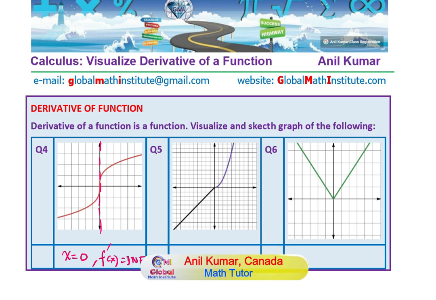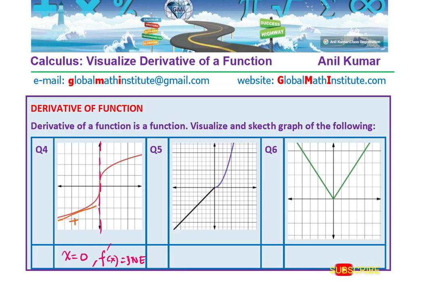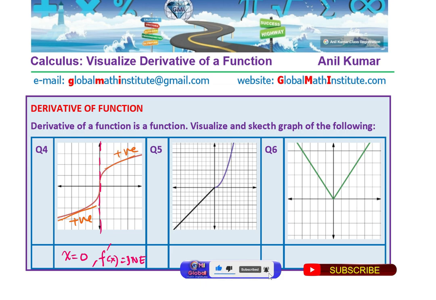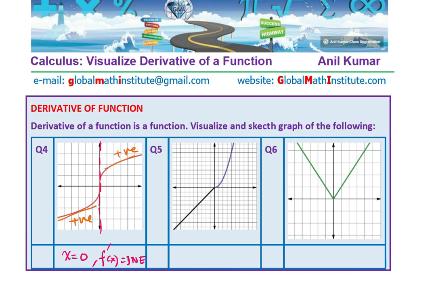Another thing which you observe here is that on the left side it is positive, right? And on the right side also it is positive. So basically it is positive on both sides, but infinitely large in the center. Also you notice as we go far away, it becomes like horizontal, right? So what you notice here is that the derivative of this particular function will be kind of like this, right?